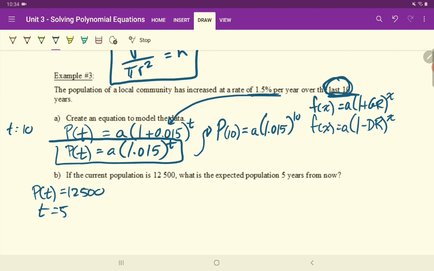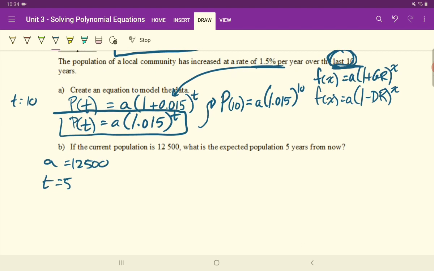Sorry, the current population, my bad there. That's our A value, right? That's our initial value. We're starting at 12,500. We want to know what it's going to be in 5 years.